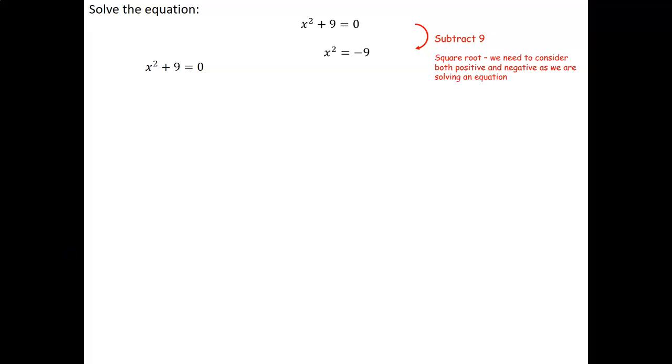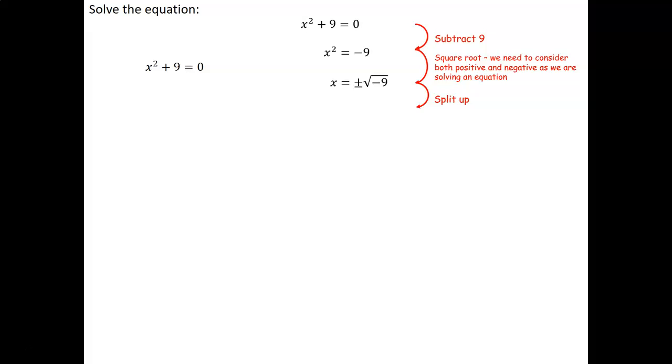So let's start with a simple one. x squared plus 9 equals 0. Start by subtracting 9 from each side. Then I'm going to square root both sides. Because we're solving an equation, we need to remember that we need to consider the positive and negative square roots.